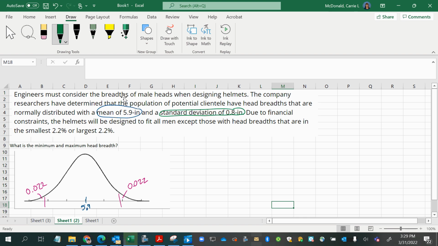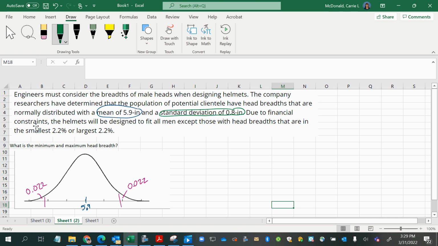Engineers must consider the breadths of male heads when designing helmets. The company researchers have determined that the population of potential clientele have head breadths that are normally distributed with a mean of 5.9 inches and a standard deviation of 0.8 inches.